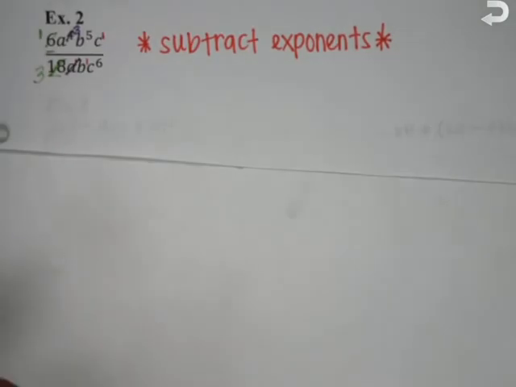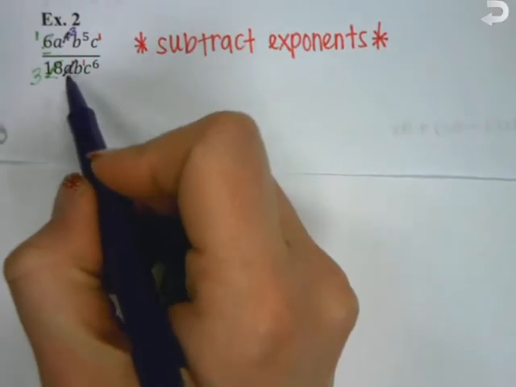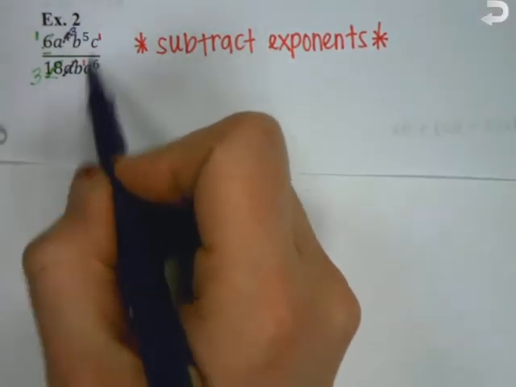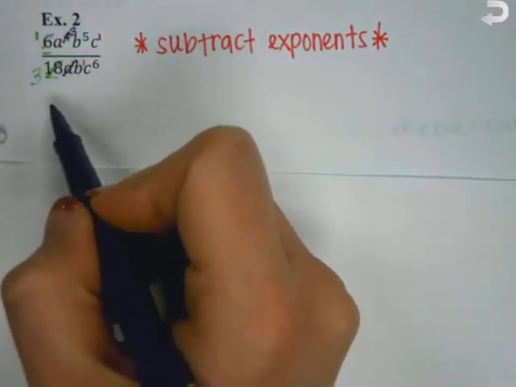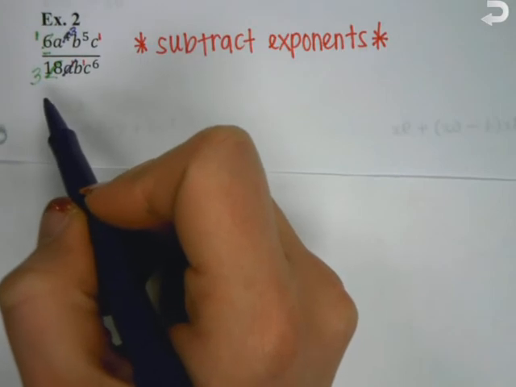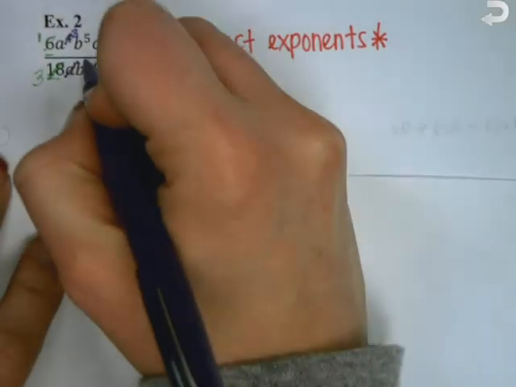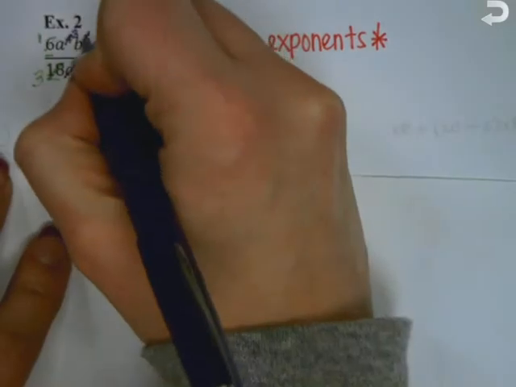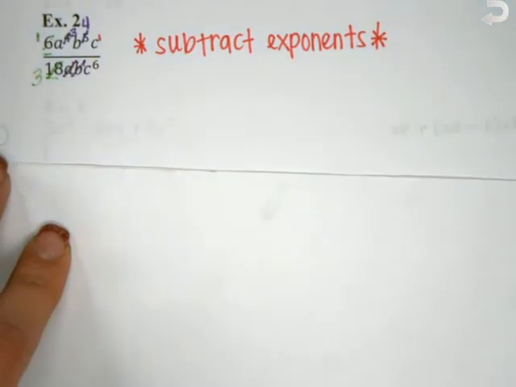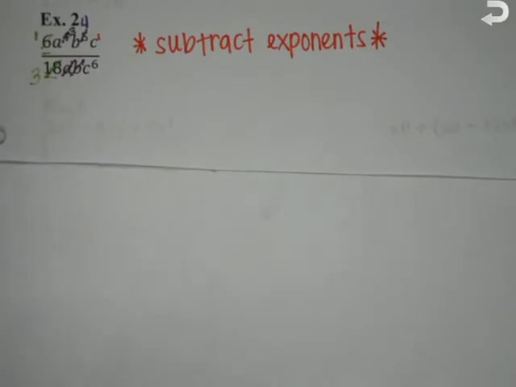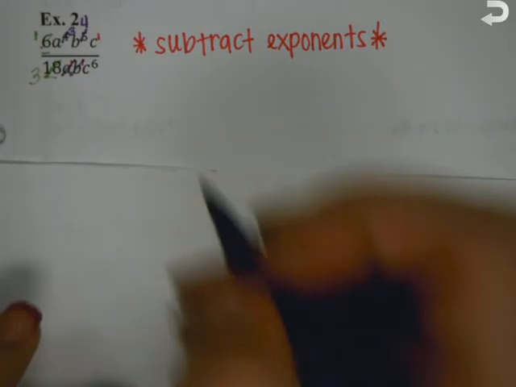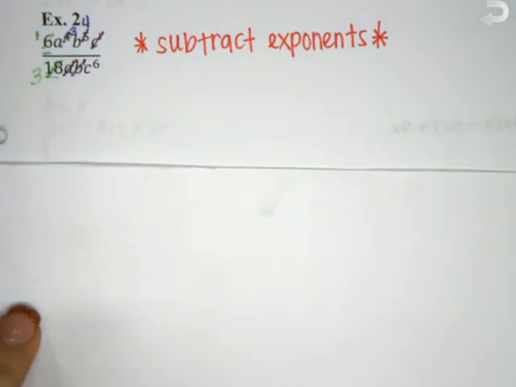Okay. What about the b's? I have b to the 5th on top and b to the 1st on bottom. So that's going to give me b to the 4th. And will they be on top or bottom? Top. So that b cancels out, and that 5 changes to a 4. And then what about c's? C to the 5th, and it's going to be on bottom this time. So that c cancels out with one of the c's down below.